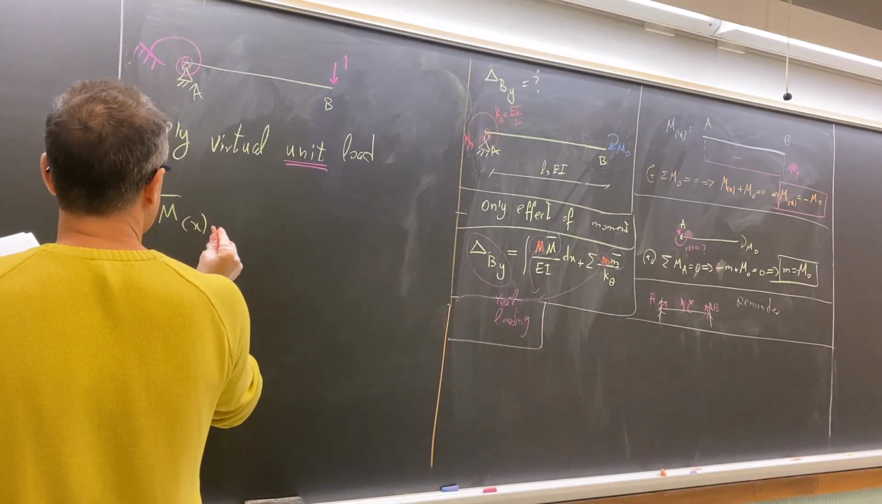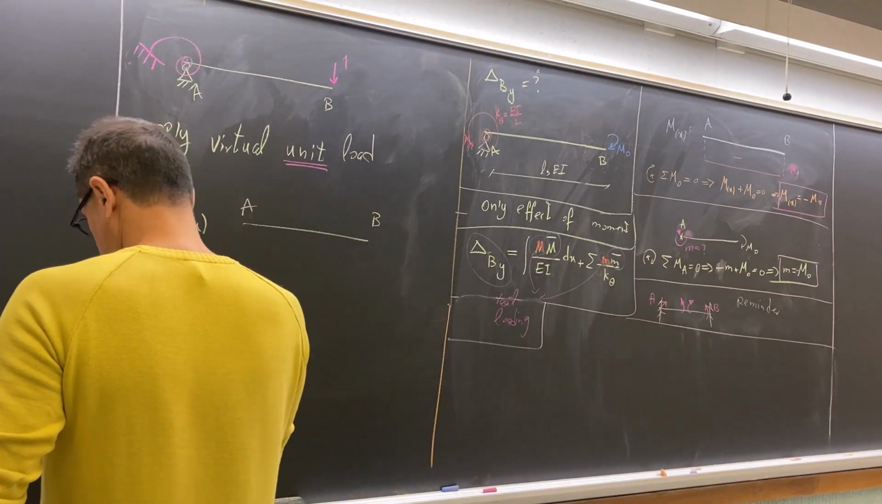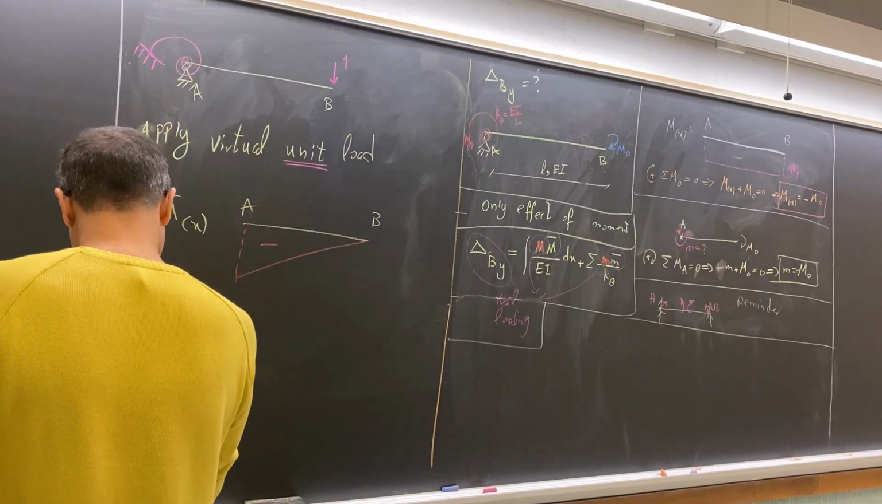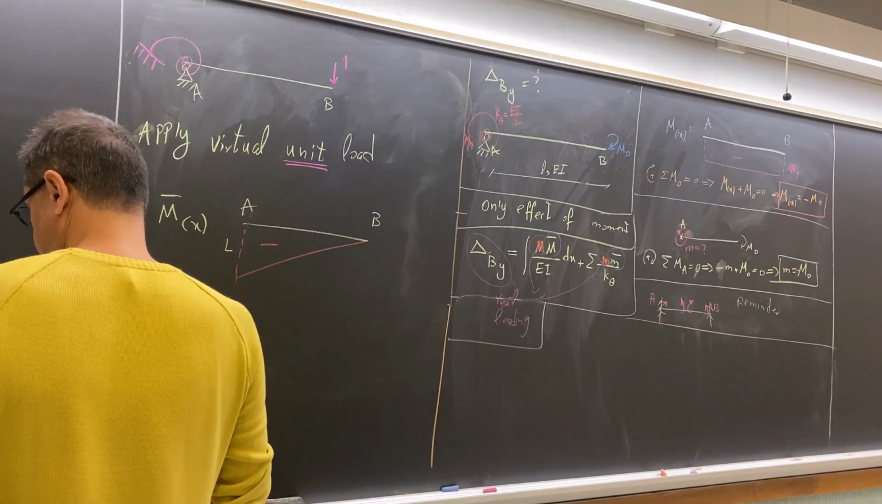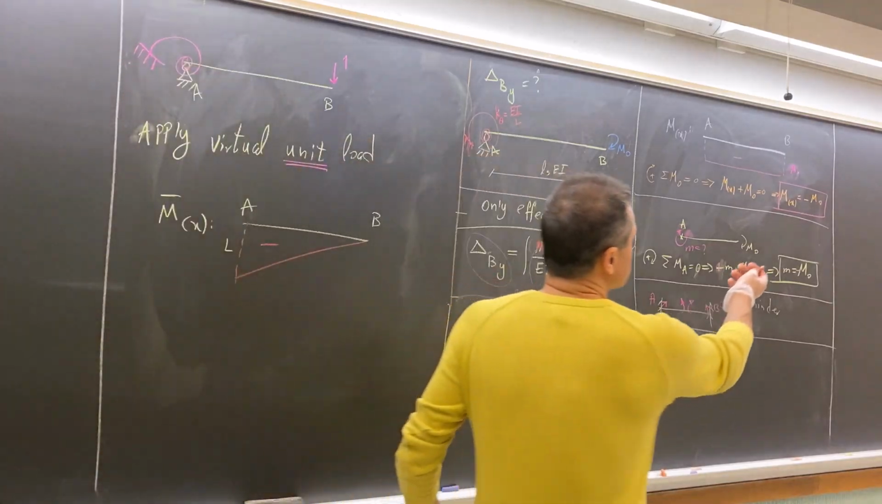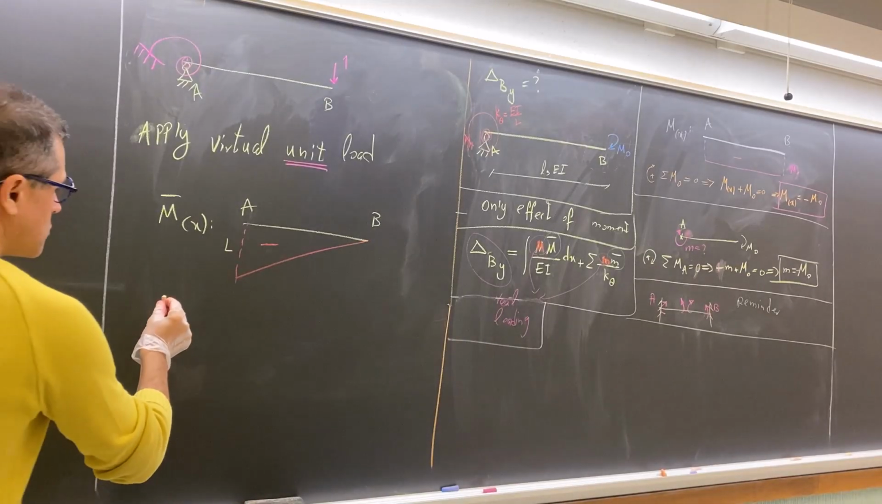Equation for mx. This is A, this is B, this is L, this is mx. You don't even need to find the equation for mx. You just need to draw it. The drawing is enough. But for better understanding, I also write the equation for you.